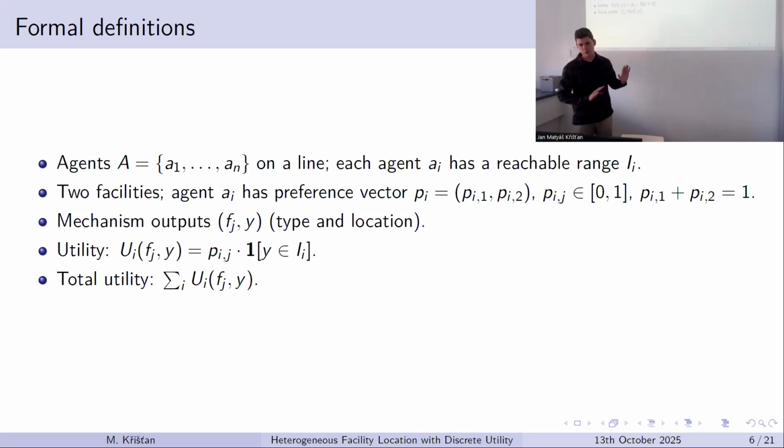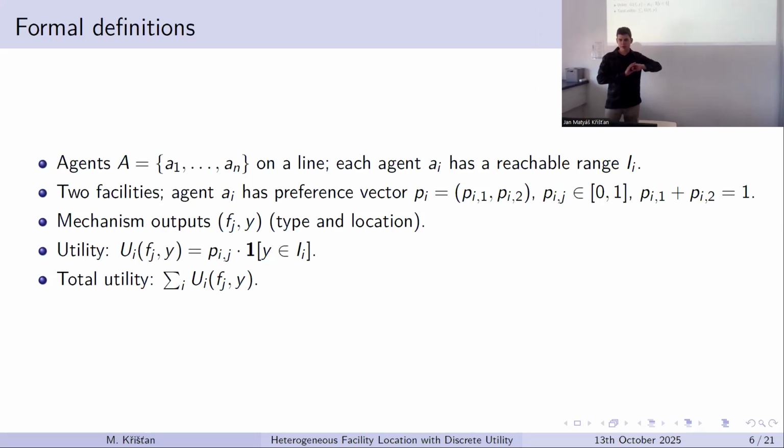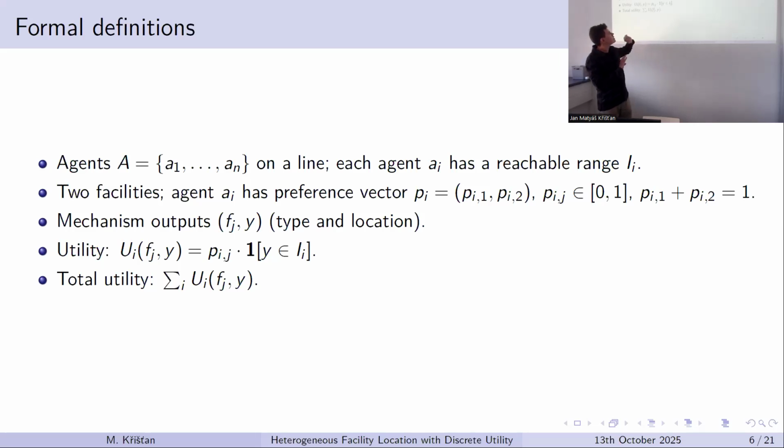So we can define these things formally. Of course, one thing that I didn't mention is that these preferences are technically a probability vector. The values are between 0 and 1, and they sum up to 1. And just to reiterate, the mechanism outputs the type and location, and the utility for the agent is its preference if it falls into this interval. And we optimize the sum of all the utilities.